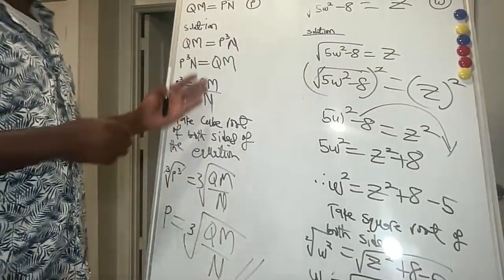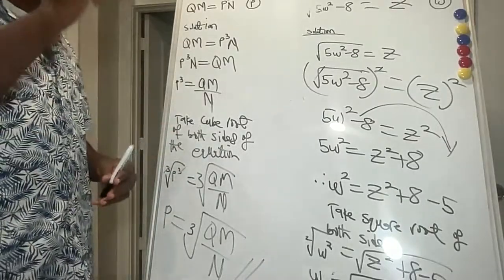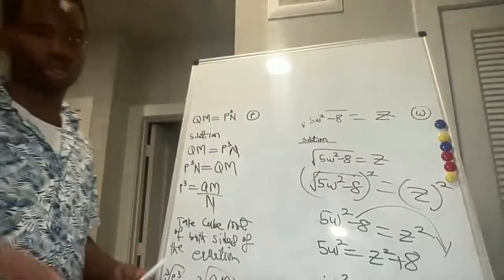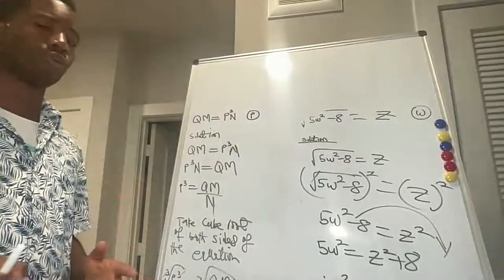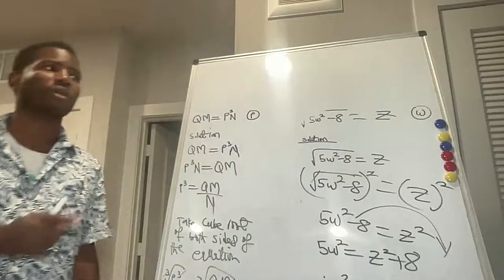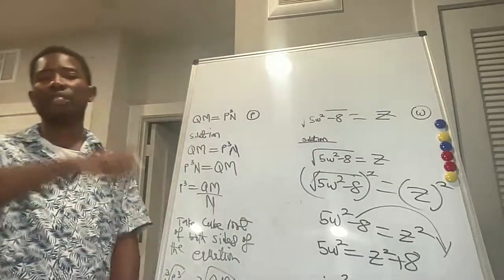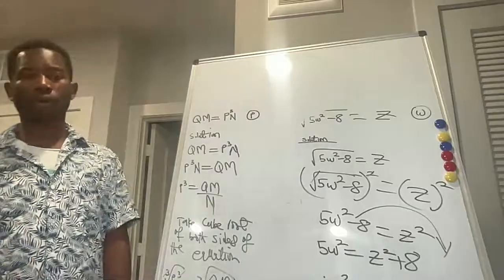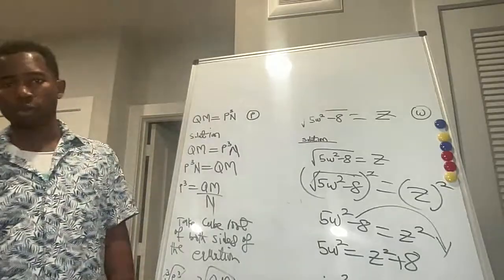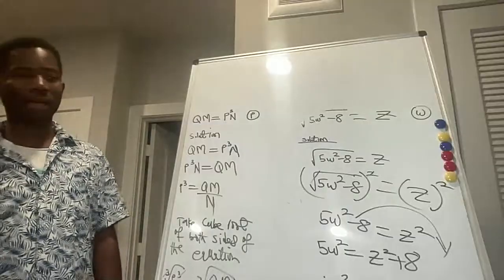So this is how we make a particular alphabet subject in a given equation. And we need to know our rules. Minus times minus is plus. Plus times plus is plus. Plus times minus is minus. Minus times plus is minus.